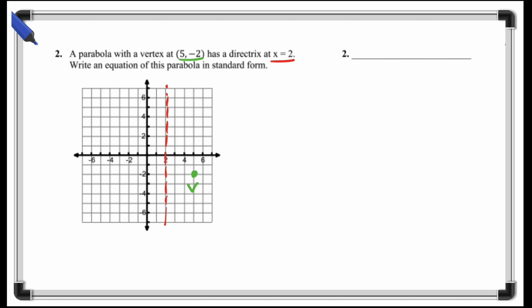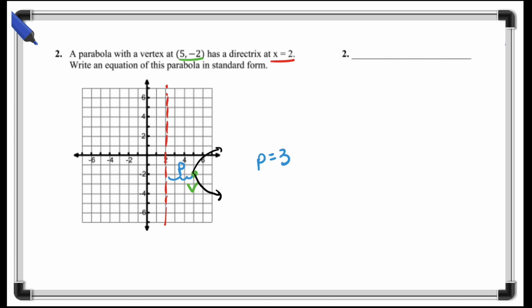So here's the thing that you're going to look at: your parabola is going to open up in the horizontal direction like that. And that is based off of where your directrix is, because we cannot have a parabola that opens like this with our directrix being x equals 2. So what we do know and what we can find is the distance, that's p, from the vertex to the directrix. So p is equal to 3.